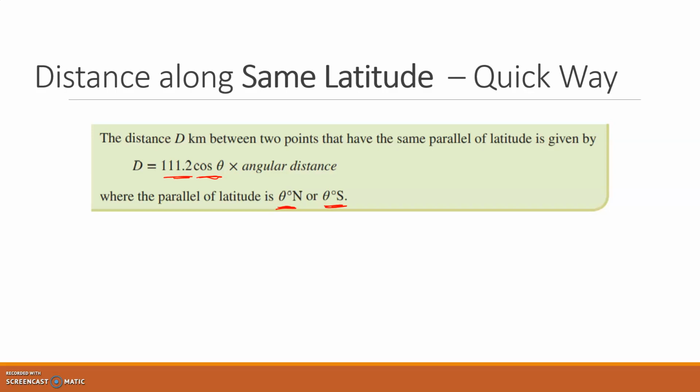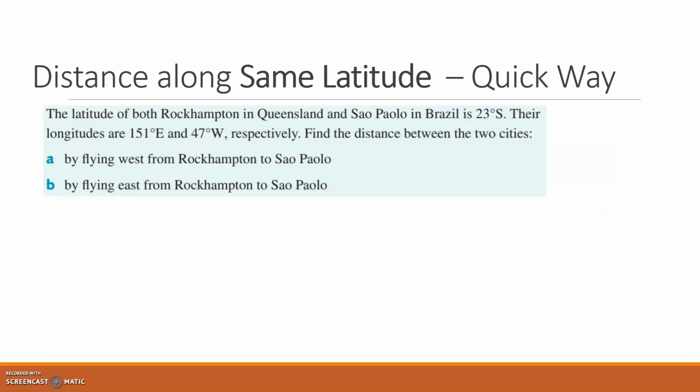That's what that latitude is. And then we just multiply by the angular distance, and that's the same as before. We can draw a diagram and use that to find the angle between the two places. So it's not too much more complicated, but the reason behind the difference can be complicated. Let's take a look at an example now.